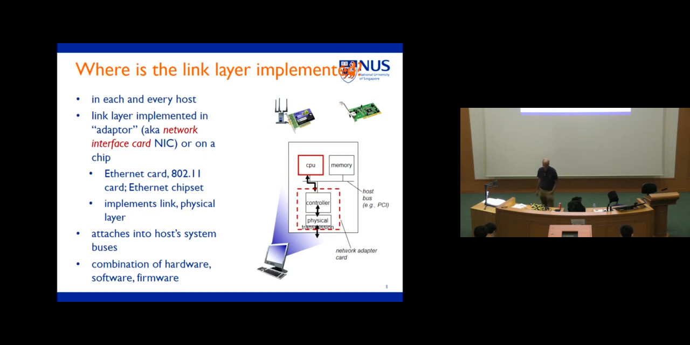Another thing we looked at on Wednesday was where is the link layer protocol implemented? And we saw that it's partly implemented in hardware in the network interface card or the network adapter card. And part of the link layer is implemented in software in the operating system itself. So that would execute on the main CPU.